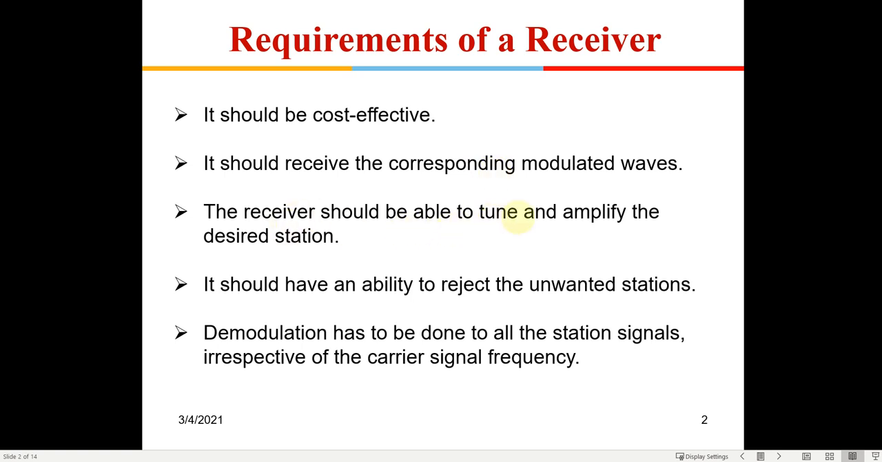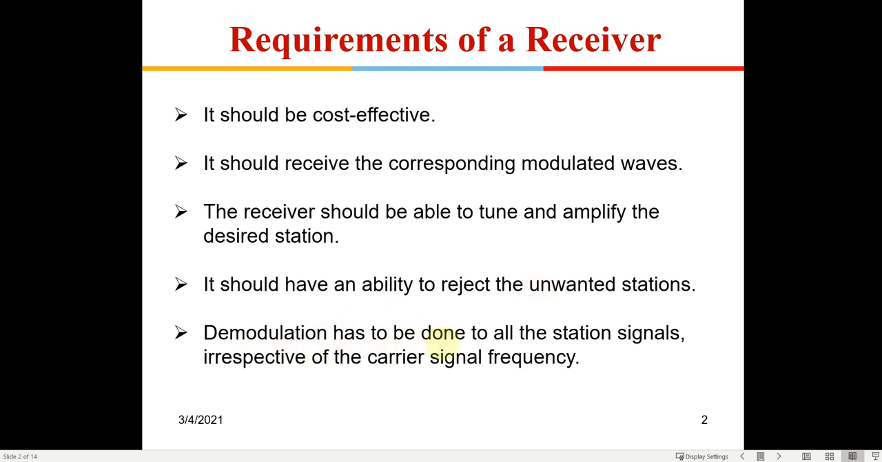A receiver should be able to tune and amplify the desired station. In other words, whatever frequency we require, it should be able to receive only that frequency, and it should be able to reject the unwanted stations, right? These are the two important qualities of a receiver, which can be called selectivity, that is, selection of the required frequency and rejection of the adjacent frequencies.